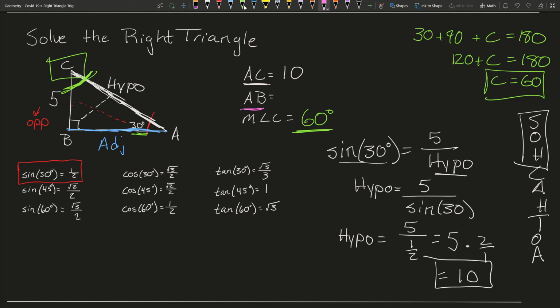Is it a problem that I have a TI-30X? I don't think so, unless it's not able to do degrees, in which case, go to Desmos.